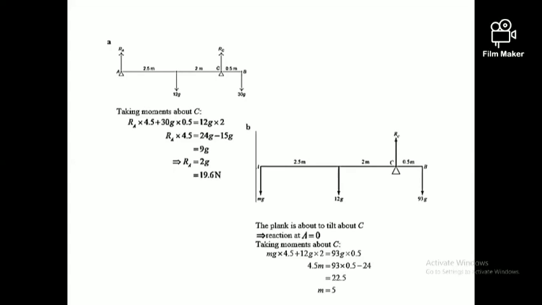Then we can consider mg into 4.5 plus 12g into 2 equals 93g into 0.5. If you simplify this, you can obtain the answer m equals 5. So that is the answer for that part of the question.